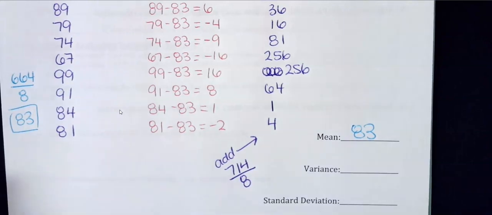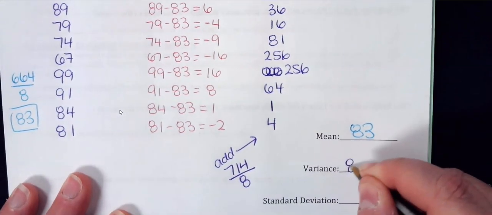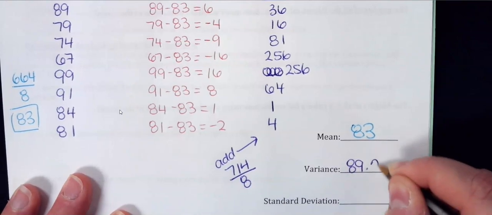And sometimes these are nice numbers, sometimes they're not. It's okay if it's not. I got 89.25 here.